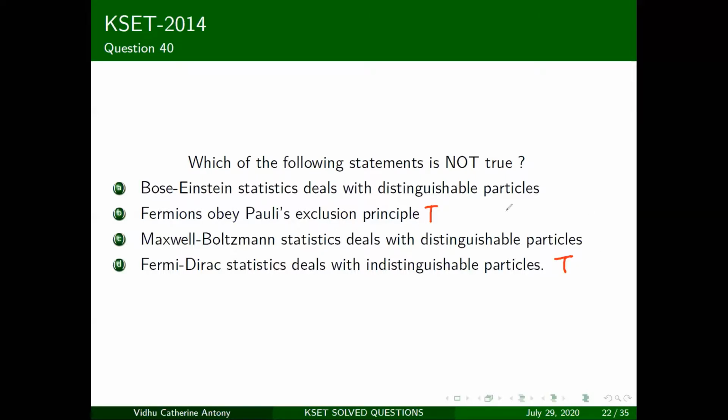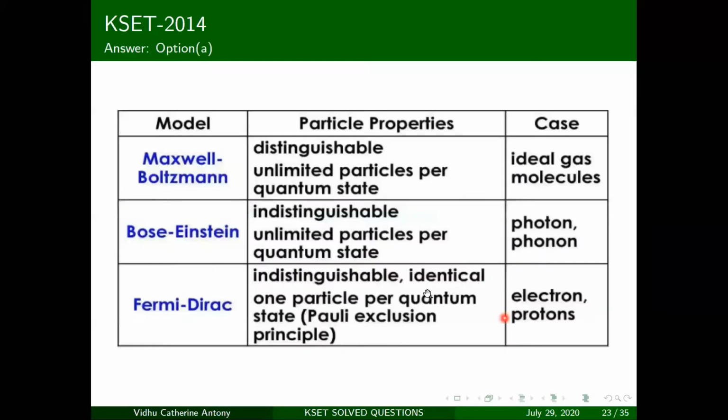Maxwell-Boltzmann statistics is basically the first statistics that you have, and it does deal with distinguishable particles. But Bose-Einstein statistics deals with indistinguishable particles, and Fermi-Dirac statistics deals with indistinguishable particles. So this is the one that's false, which is basically option A. Let's look at this table that we have. Maxwell-Boltzmann statistics gives you distinguishable particles, while Bose-Einstein and Fermi-Dirac are indistinguishable.